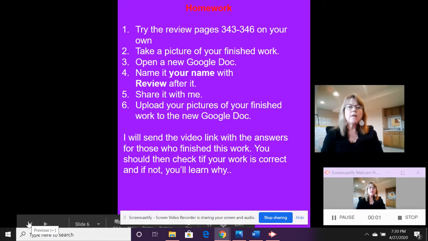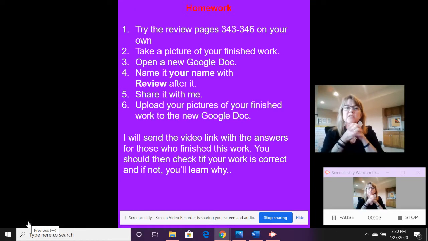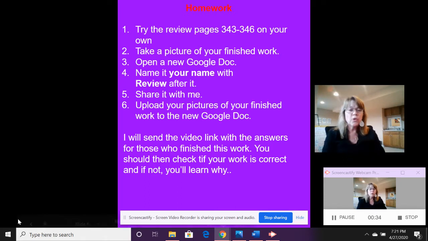Hey guys, you are going to try the review pages 343 through 346 on your own for today. You're going to take a picture of your finished work, open a new Google Doc, name it with your name, and call it review after. Share it with me, upload your pictures of your finished work in the new Google Doc. Make sure I'm able to read it. I will then send you the video link with the answers and the explanations for it, so you can check your work against that. And if you get something wrong, you will learn why.